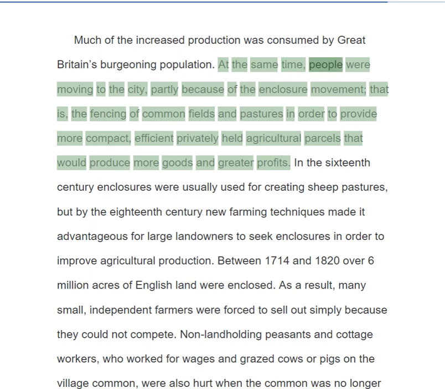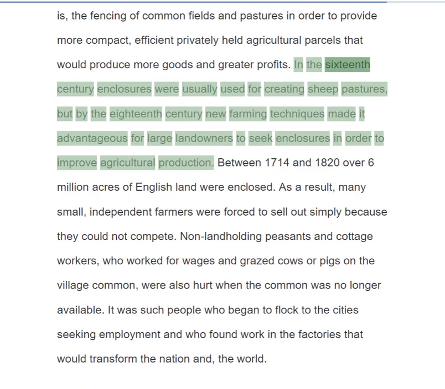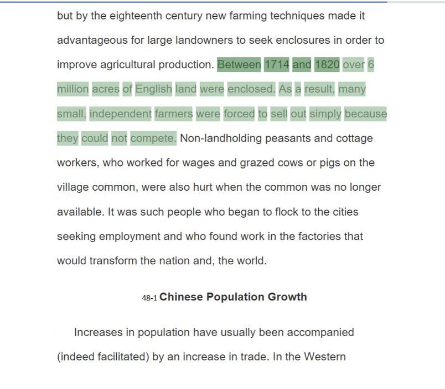At the same time, people were moving to the city, partly because of the enclosure movement, that is, the fencing of common fields and pastures in order to provide more compact, efficient privately held agricultural parcels that would produce more goods and greater profits. In the 16th century, enclosures were usually used for creating sheep pastures, but by the 18th century new farming techniques made it advantageous for large landowners to seek enclosures in order to improve agricultural production. Between 1714 and 1820, over 6 million acres of English land were enclosed.